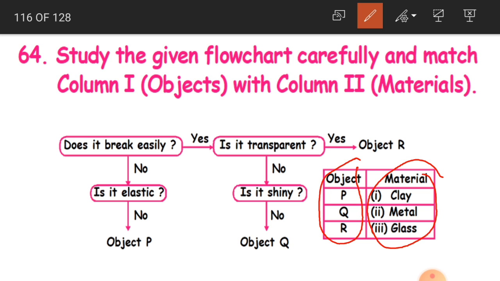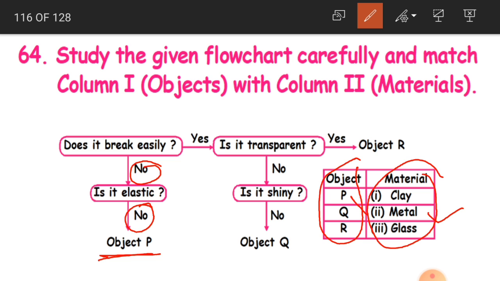So now what is P? Let us read. Does it break easily? No. Okay, this is about P. Is it elastic? No. So this is object P. From clay, metal and glass, metal is not going to break. And is it elastic? The answer is no. Clay is elastic, so here object P is not elastic. That is why P is equal to 2 here.